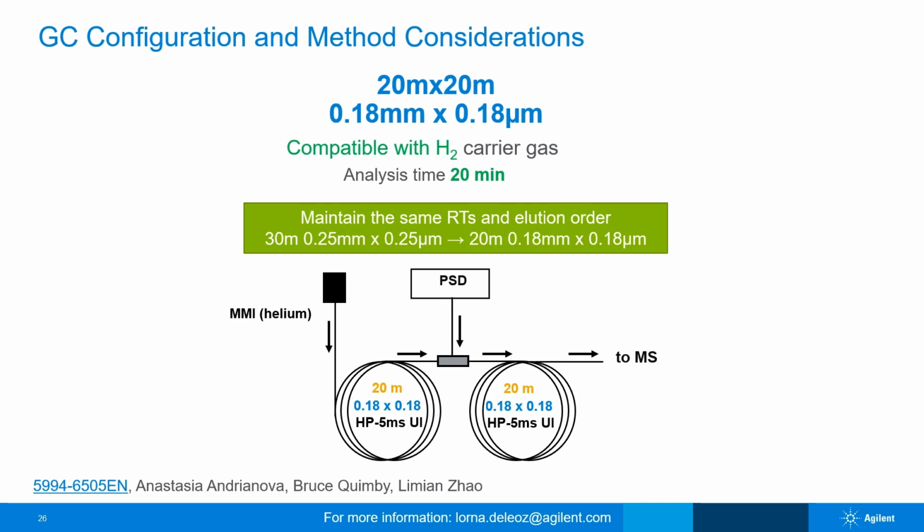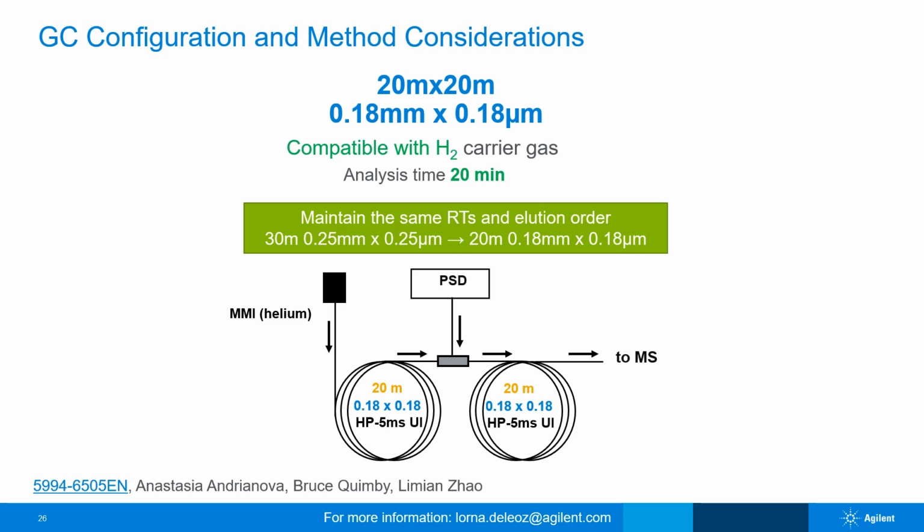So let's get to the recommendations for making pesticide analysis with hydrogen successful. First, let's look at the heart of the GC-MS analysis. It's the GC column. The recommended configuration with hydrogen includes two 20-meter 0.18 columns in a mid-column backflushing configuration. Alternatively, one 40-meter column could be used instead.